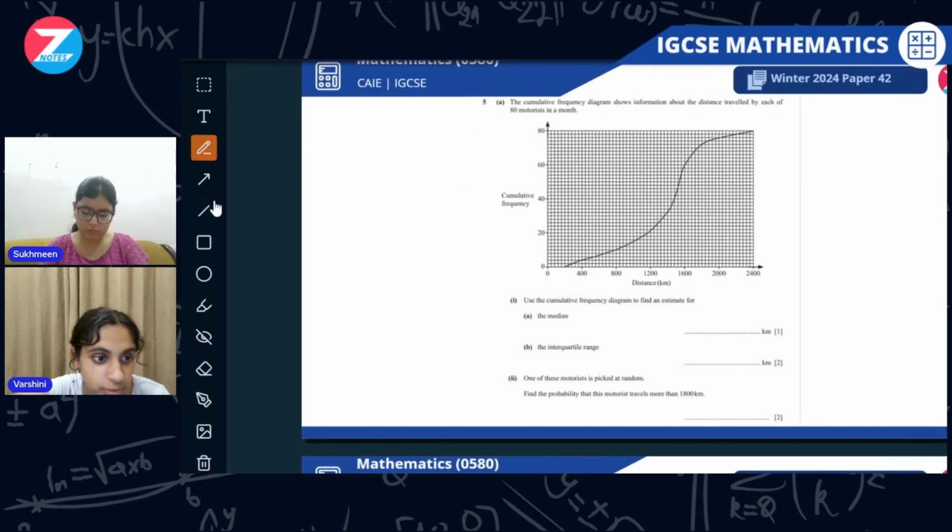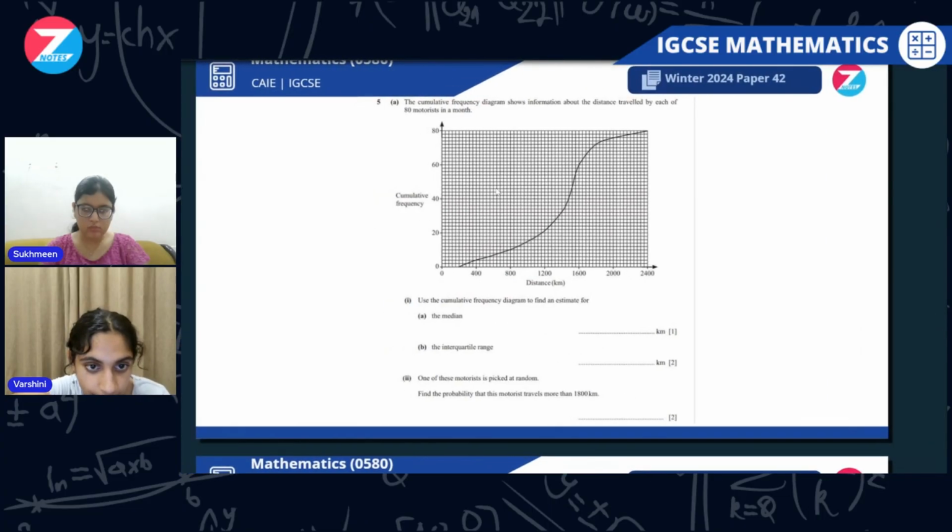So all we have to do here is extrapolate from the graph. So we're going to draw a line here and put it downwards. Okay, so now that's going to be this point in the distance.